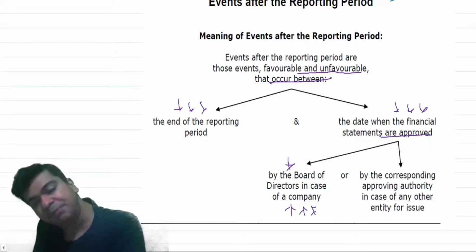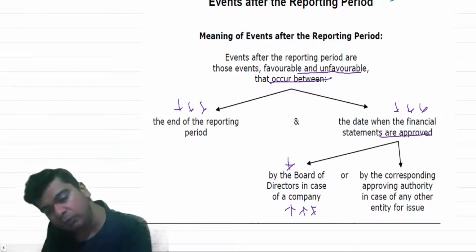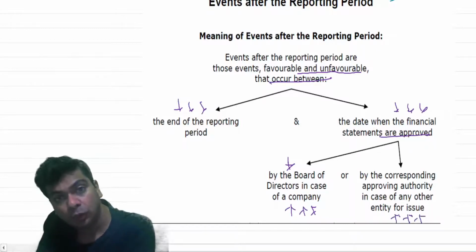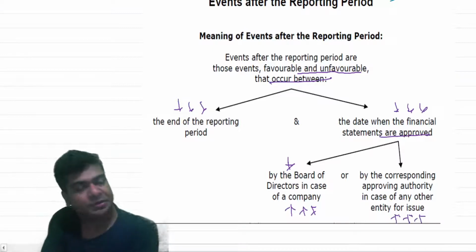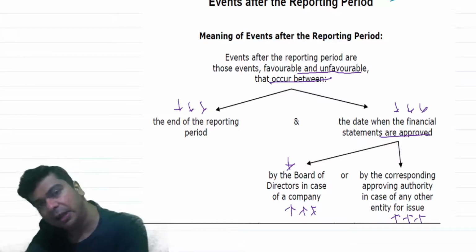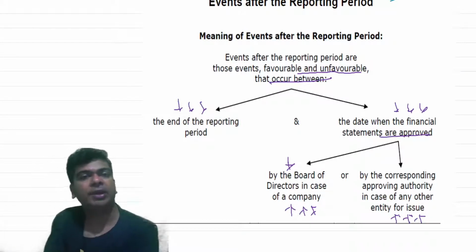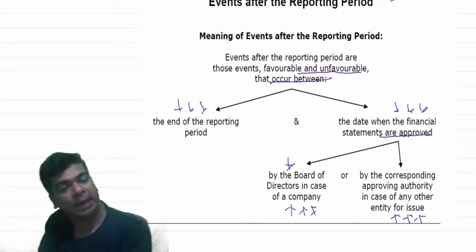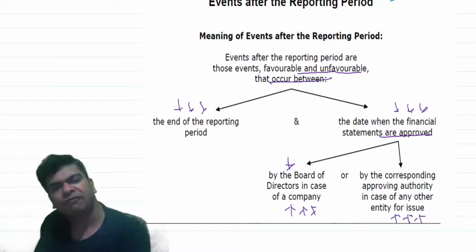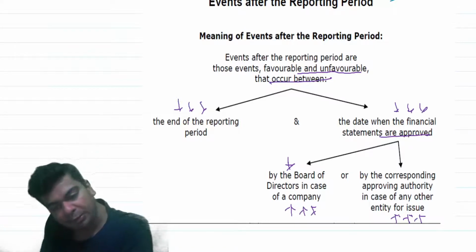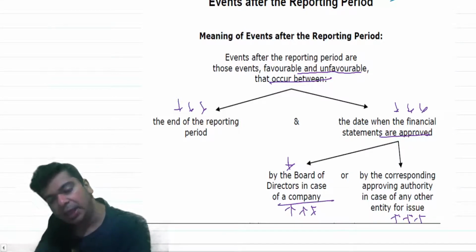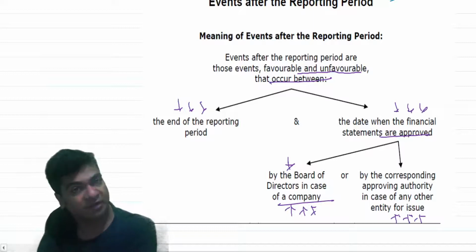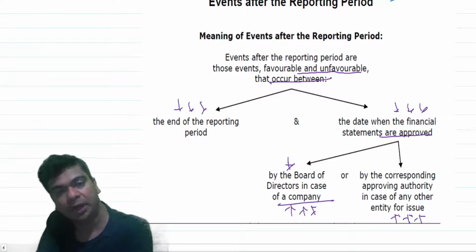If it is not a company, then by the corresponding approving authority in case of any other entity for issue. For example, if it is a partnership firm, then the partners are approving it. If it is a proprietary concern, the proprietor is signing it, and we can say that it has been approved by the proprietor. Of course, because it is Ind AS, we will be dealing more with case of a company. And hence, we are interested in knowing that when will these financial statements be approved.